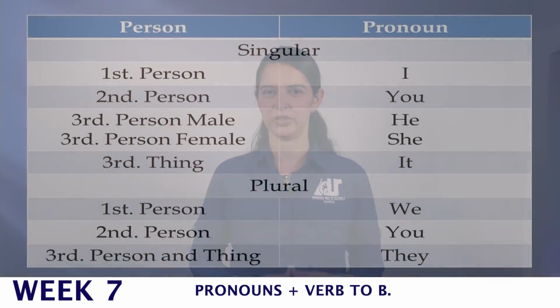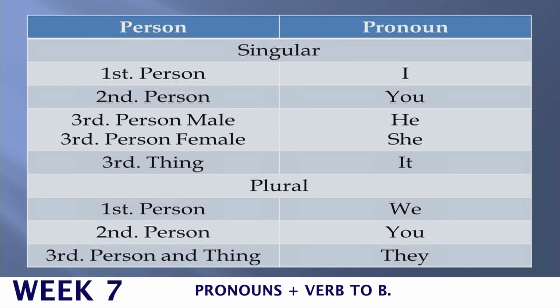We use different pronouns depending on who is talking or who we are talking about. There are different pronouns in the English language. We have first person, second person, third person, and we have singular or plural. So for the first person, the pronoun is I. For the second person, the pronoun is you. For the third person, we have different pronouns, depending if it's a male, female, or a thing.